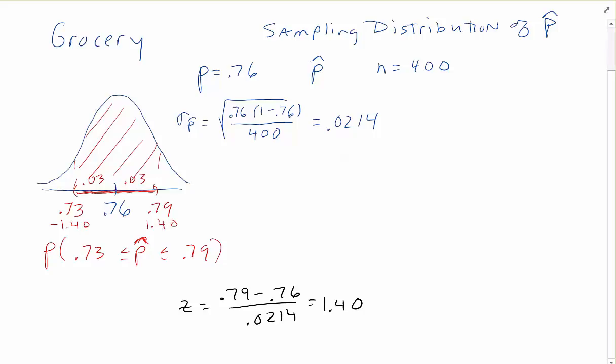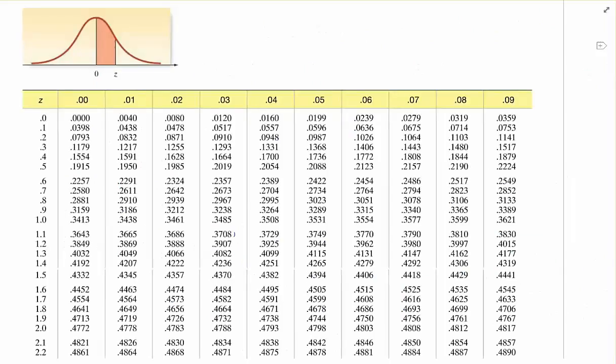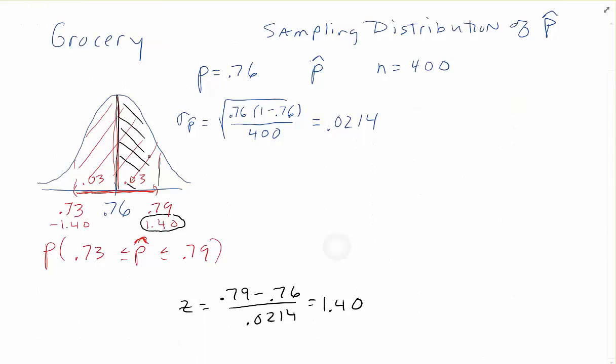Working with our standard normal table, and since I'm going to be symmetric around the center, I'm going to look up the 1.40 and find this area to the right of the center out to the 0.79. So going to the table and looking up 1.40 would put me here. 0.4192. Well, that would be also this side.